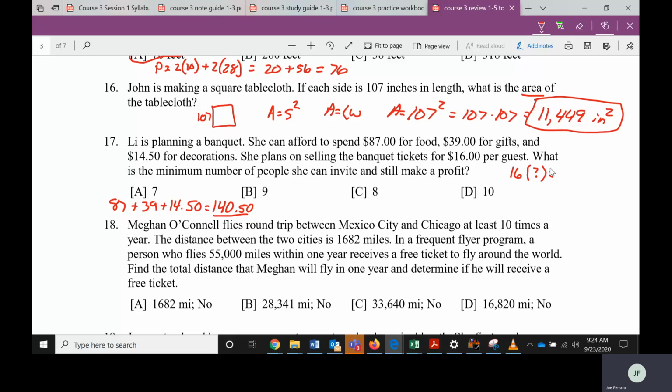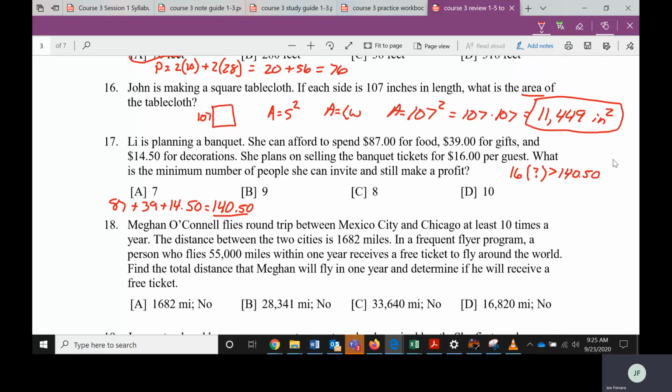and we need that to be, actually, let me see if I can use this new pen. Finally using a new pen to do this stuff, so we'll see how it works. I don't want it equal. I want that to be bigger than $140.50, because she wants a profit. So now if you've done some algebra, you might know exactly what to do right away.